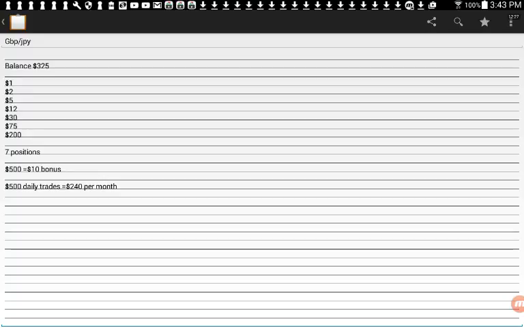But anyway, guys, this is using a balance of $325, and this is what we mean by 7 positions. I like using 8 positions, but 7 positions I think is pretty reasonable. And if you lose 7 trades in a row using this system, that pretty much means the system's not going to work.